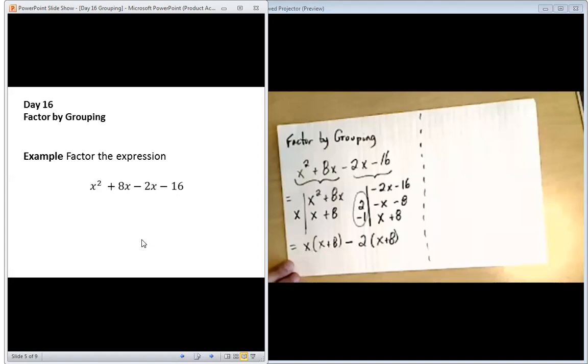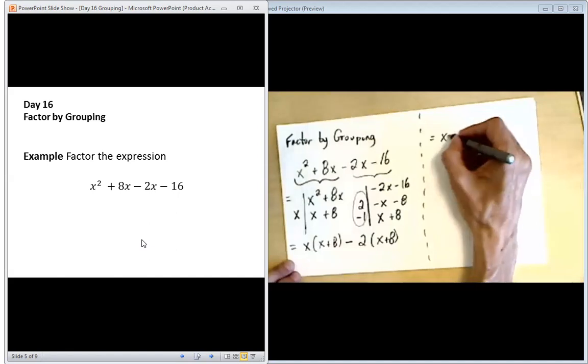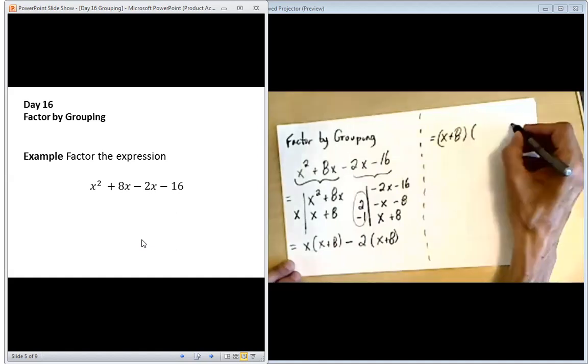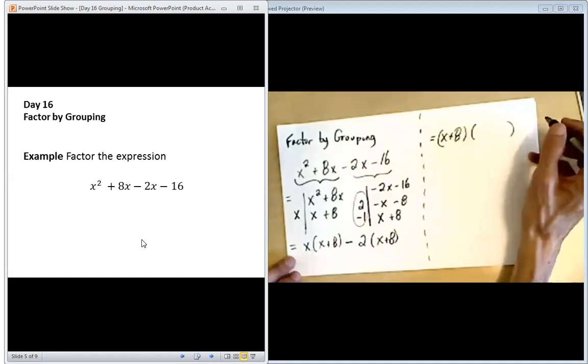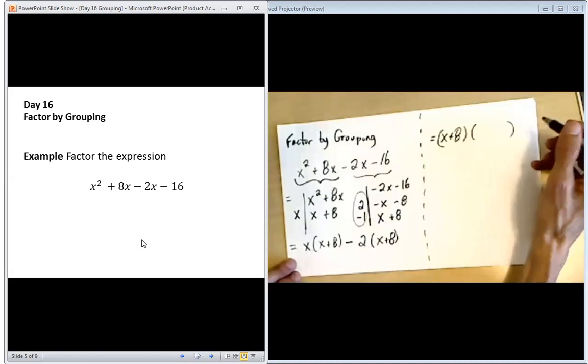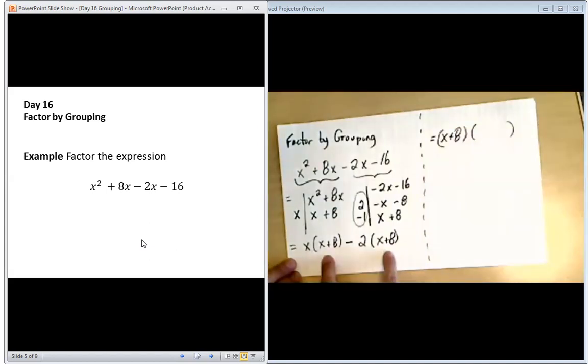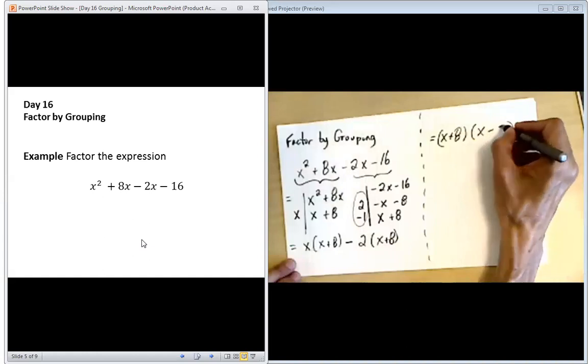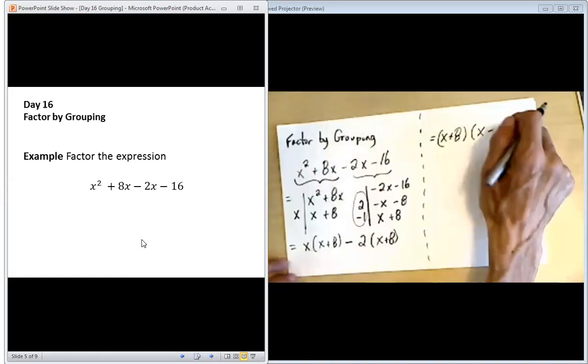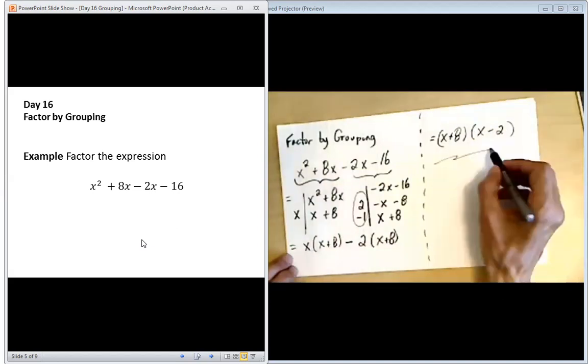And now our last step. These are the same. These are like a common factor now. They go out in front. And what are you left over with on the inside? From class, we got x minus 2, and that looks good to me. X minus 2. Good.